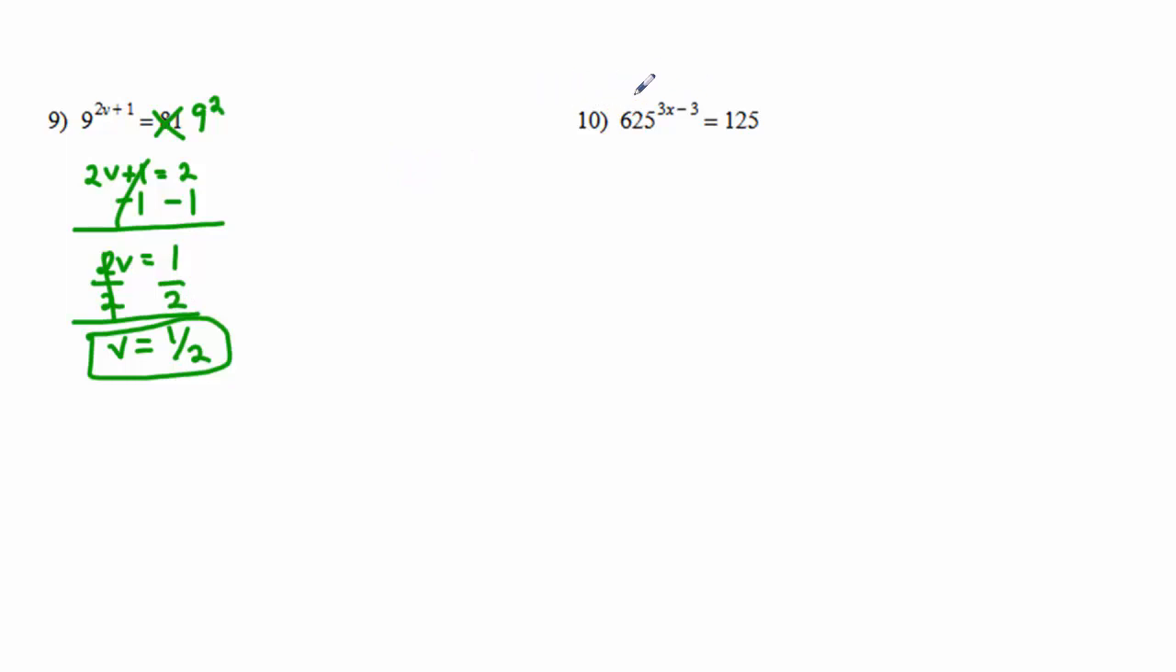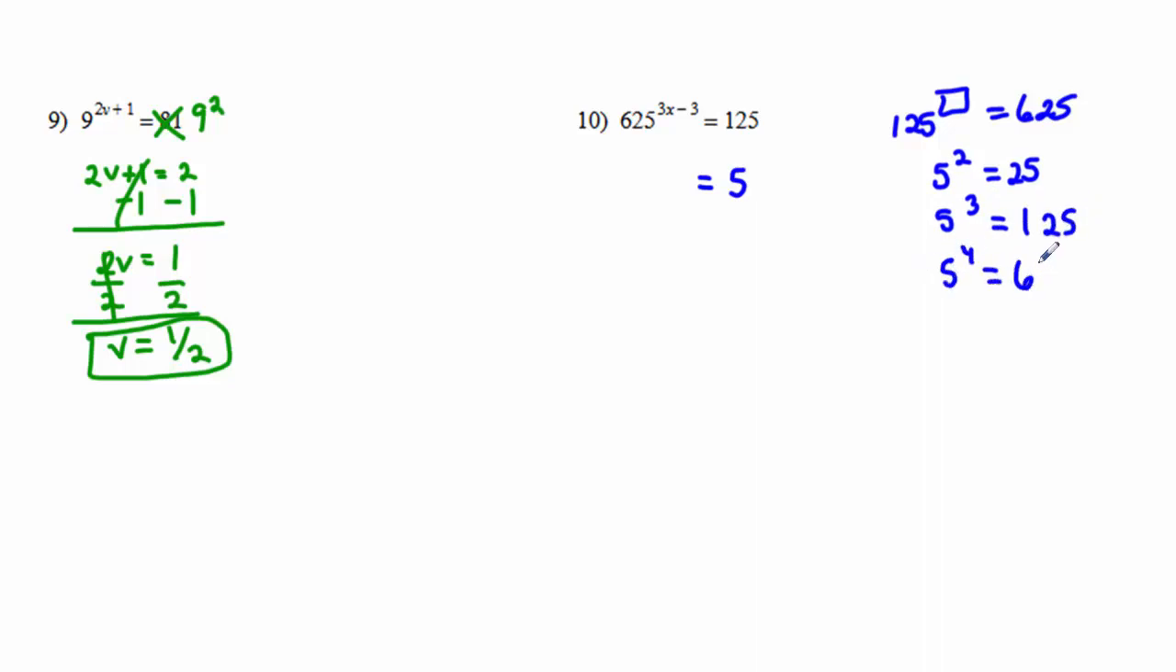Number 10. Now this one might be kind of tricky because there's no easy way for me to say 625 to some power is 125. And I also can't do 125 to some power is 625. That doesn't really work either. So instead we have to pick a number that we can write both of them as. Hopefully you realize that 125 is 5 to some power, and if you don't know what power it is, you have to guess and check. 5 squared is 25, 5 cubed is 125, and 5 to the 4th power is 625, and then you can stop because we've got both things we want. 125 is 5 to the 3rd power. 625 is 5 to the 4th.